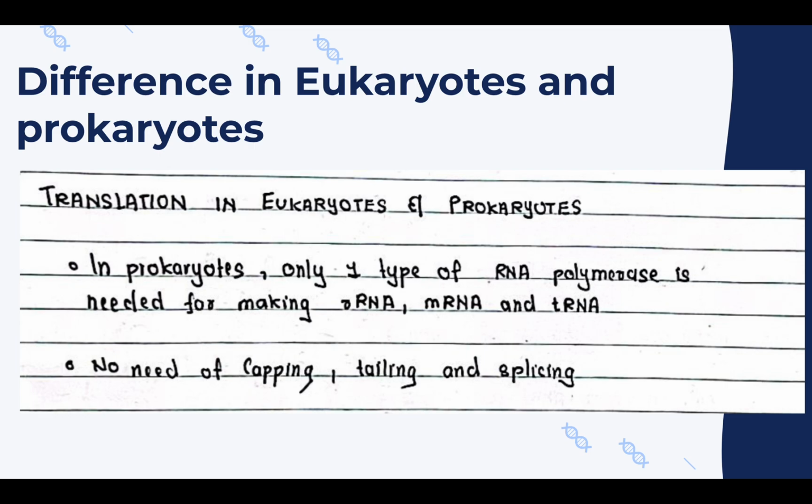And moving on, we have no need of capping, tailing, and splicing. I hope you know what capping, tailing, and splicing are. If you do not, I'll give a quick reminder. Capping is the process where at the 5' end of the transcription unit we add a methylguanosine triphosphate unit. Tailing is the process where at the 3' end we add adenylate residues. And splicing is the process where the hnRNA, which is composed of introns and exons, has its introns removed and only the functional exons are left. Introns are non-functional and exons are functional, so we don't want any non-functional members in the strand. So with splicing, we remove those.